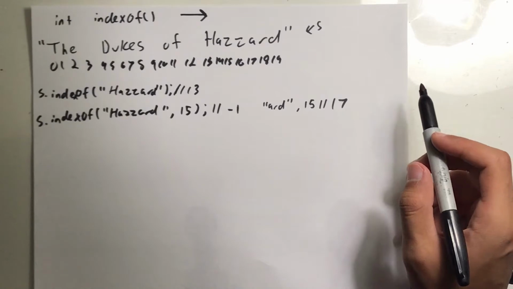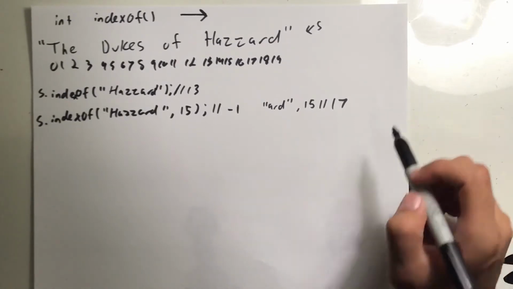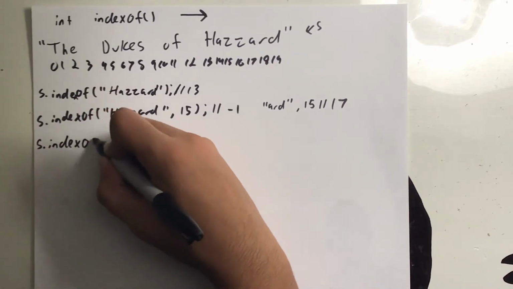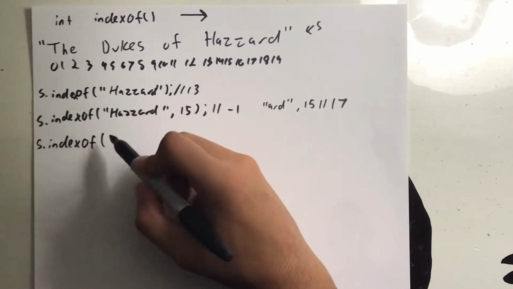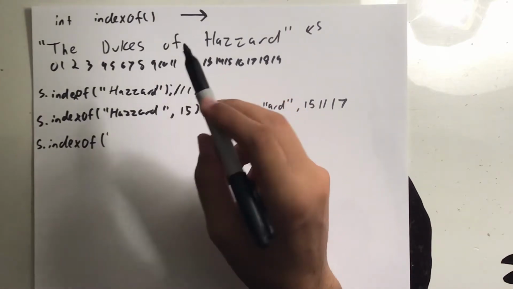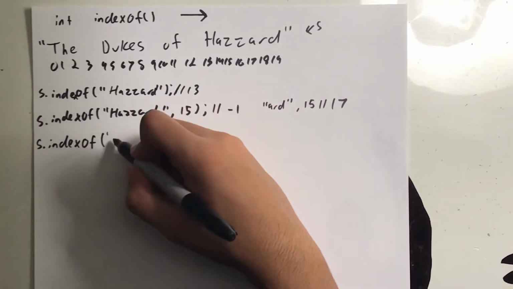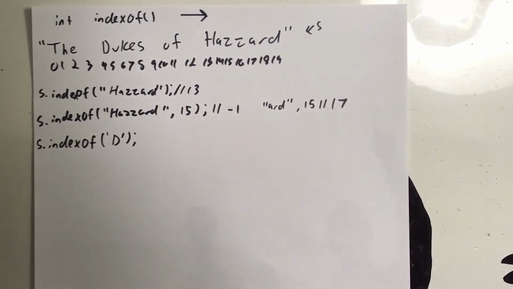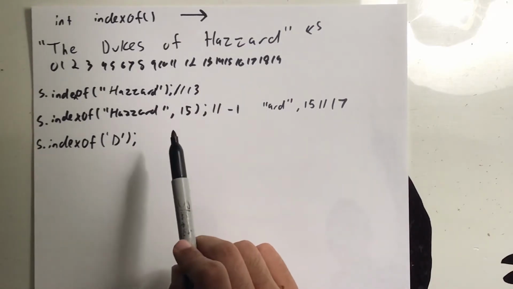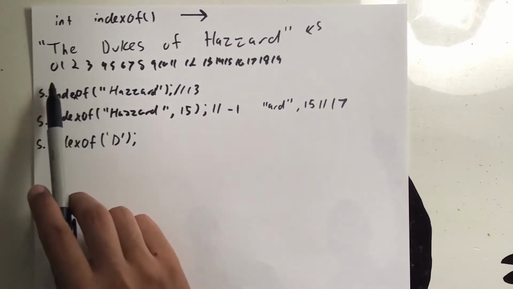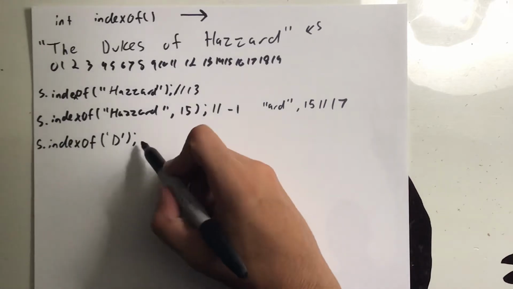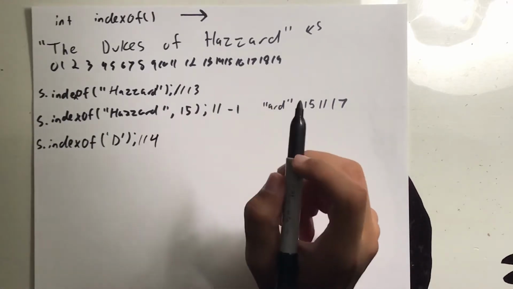Next, what if we had a character now instead of a string? X dot index of. You know it's a character if it just has apostrophes instead of quotation marks. So let's say character D. You're going to look for the first instance of the character capital D from left to right, because it doesn't tell us where to start. So we're going to start at 0 and go from left to right for the first instance of capital letter D, which is 4. So the answer is going to be 4.